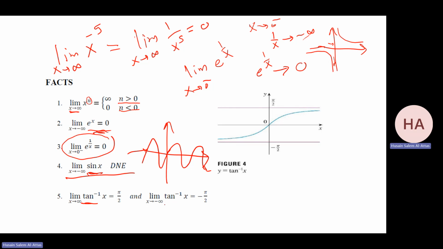Tan inverse of x is a special function. This is the graph for tan inverse of x. Very clear, as x goes to infinity, tan inverse goes to pi over 2. As x goes to minus infinity, it goes to minus pi over 2. So I'm trying to show you how to deal with x going to infinity and x going to minus infinity for different functions.